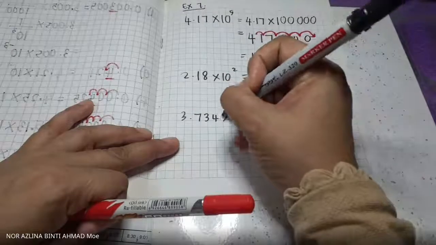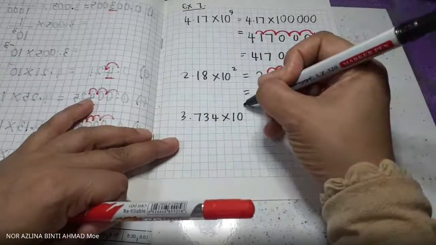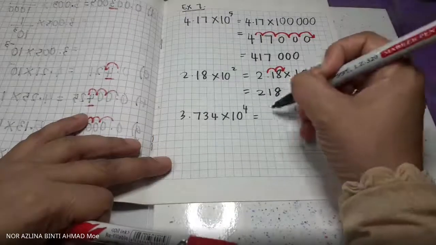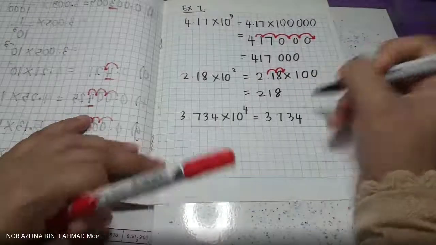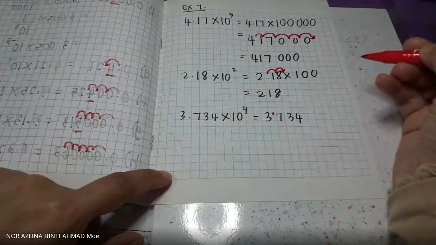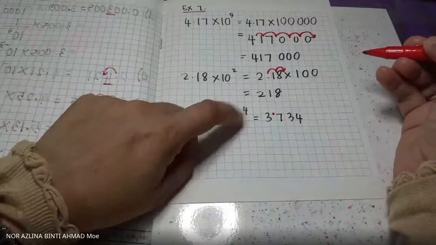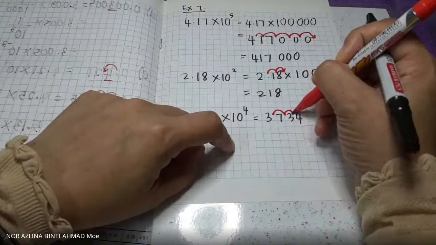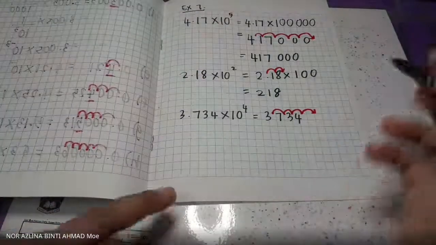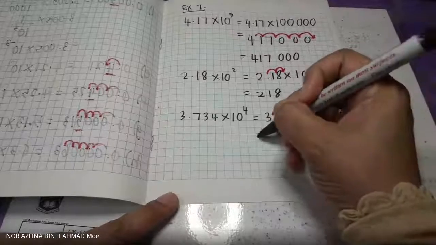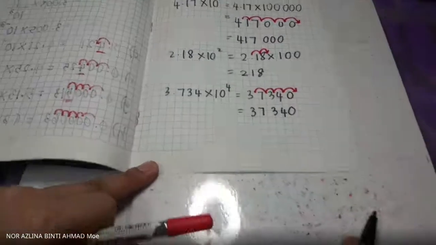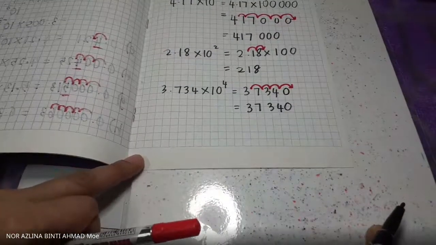3.734 times 10 to the power of 4. 3734 is the number. The original decimal point is here. We move 4 times because 10 to the power of 4. So 1, 2, 3, 4. Because of multiplication, we move to the right, and here we add 0. So this is 37340. That is the final answer. Next.